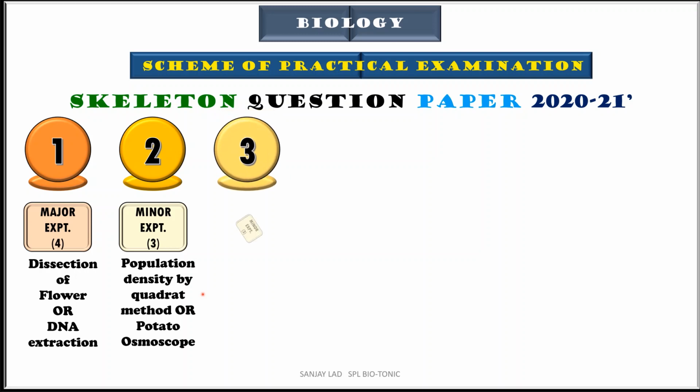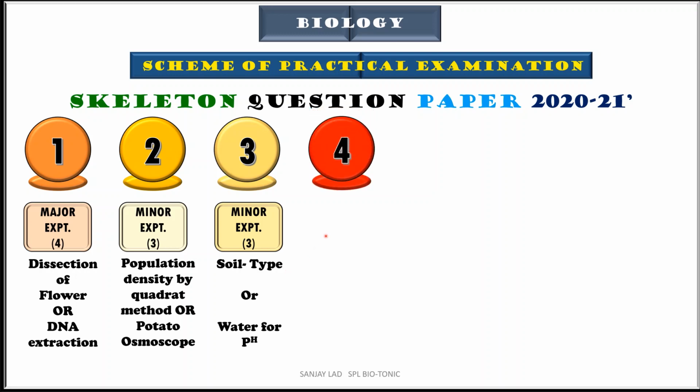Students, the third question is also a minor experiment for 3 marks. The 2 questions included here are, one, study of soil for its type and second, study of water sample for its pH. So students, these are the 3 questions which we have to perform during the examination time. It carries 4 plus 3 plus 3, that is total 10 marks.